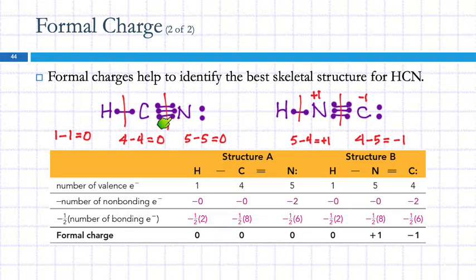So here they're all zeros. If it's 0, we usually just don't write the 0 up there. Here we've got a plus 1 and a minus 1. These charges are higher than 0. So this is the correct one, the best one. Now, it doesn't mean that this compound doesn't exist, but this is the best Lewis structure for HCN. Any questions?